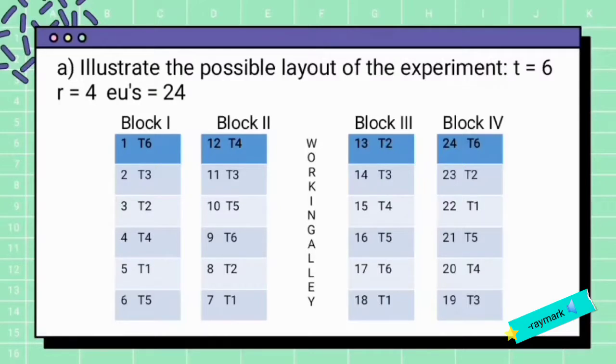Now, to illustrate the possible layout of the experiment, we have 4 blocks and 6 treatments. In block 1, we have treatment 6, treatment 3, treatment 2, treatment 4, treatment 1, and treatment 5, up to block 4, which will have treatment 3, treatment 4, treatment 5, treatment 1, treatment 2, and treatment 6. So this is now our possible layout of the experiment.